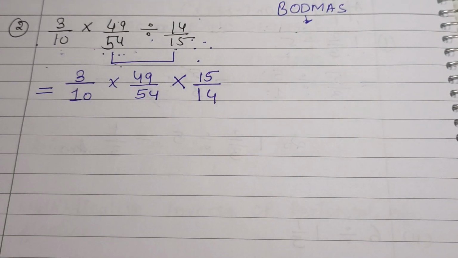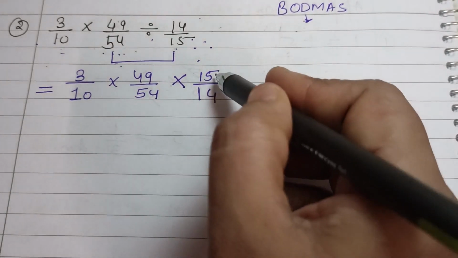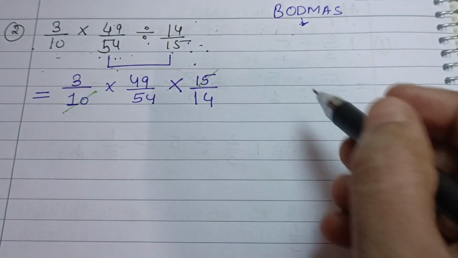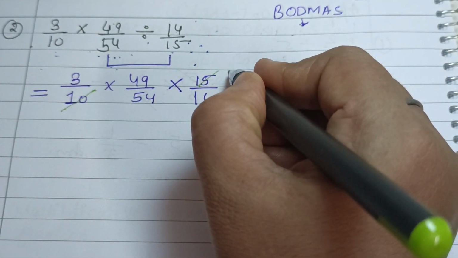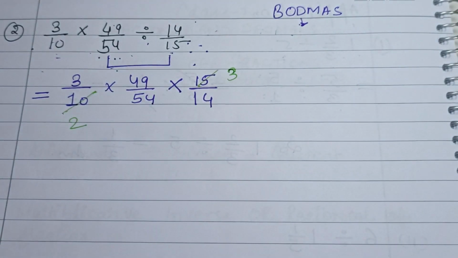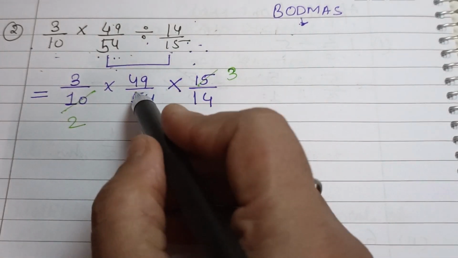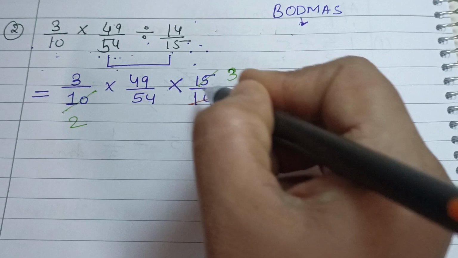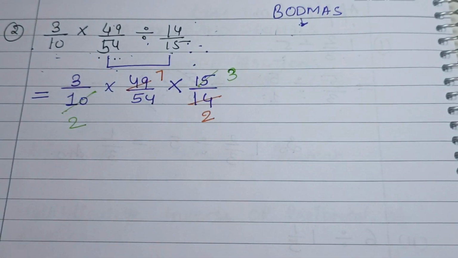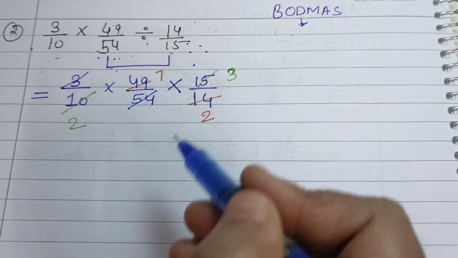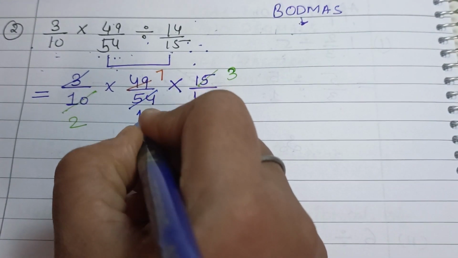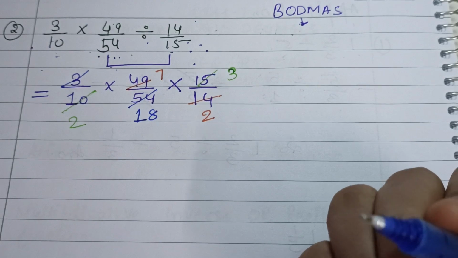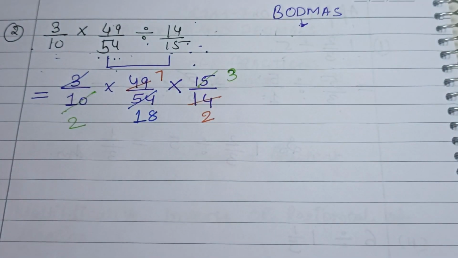Do the cutting wherever it is possible. We can see that this 15 and this 10 can cut. So 5 3s are 15, 5 2s are 10. Right? Similarly, if I talk about this 49 and this 14, 7 2s are 14, 7 7s are 49. Right? Now if I talk about this 3 and this 54, so 3 times 1, 3 times 18. Right? Similarly, what is left with you?